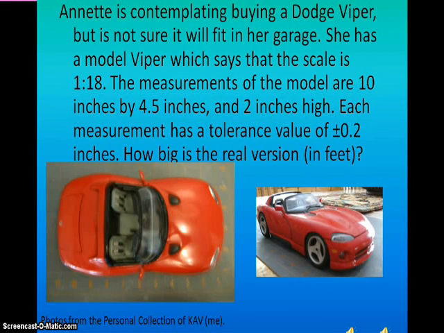Annette is contemplating buying a Dodge Viper, but is not sure if it will fit in her garage. She has a model Viper which says that the scale is 1 to 18. The measurements of the model are 10 inches by 4.5 inches and 2 inches high. Each measurement has a tolerance value of plus or minus 0.2 inches. How big is the real version in feet?